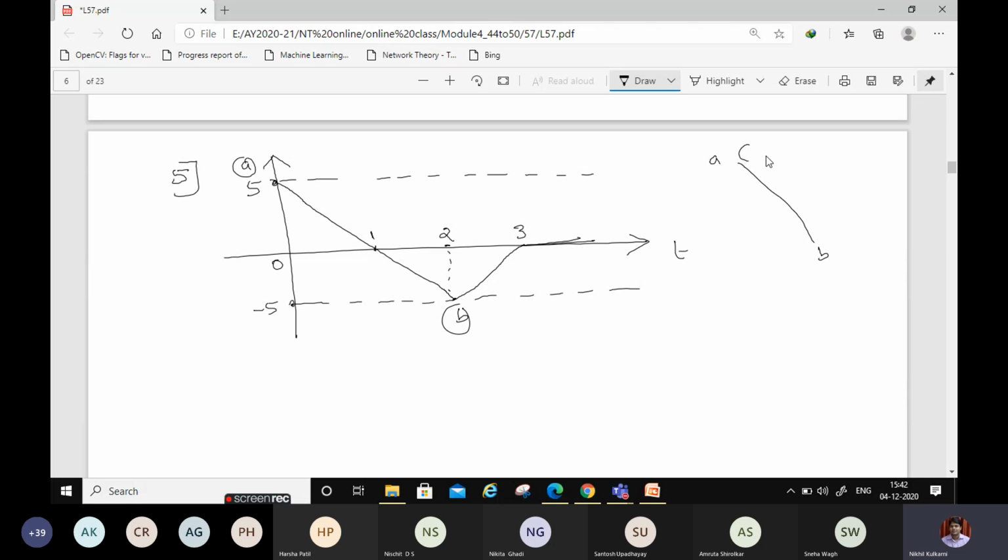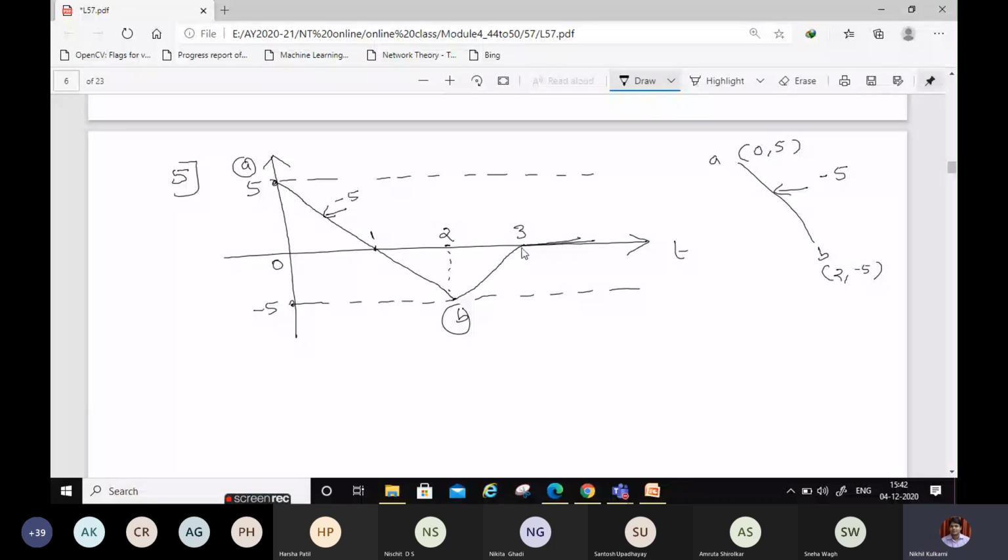So here the coordinates starting points are x1 y1, and here x2 y2. So what will be the slope? Minus 5 minus 5, 10, 10 divided by 2, this will be minus 5. Getting this? This is minus 5.